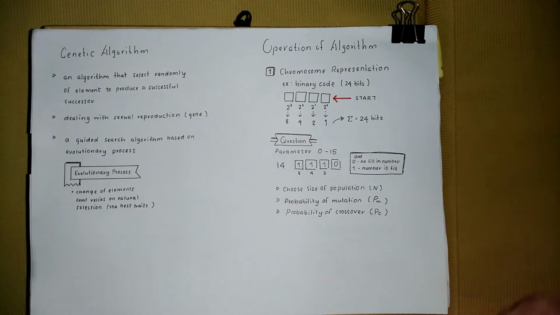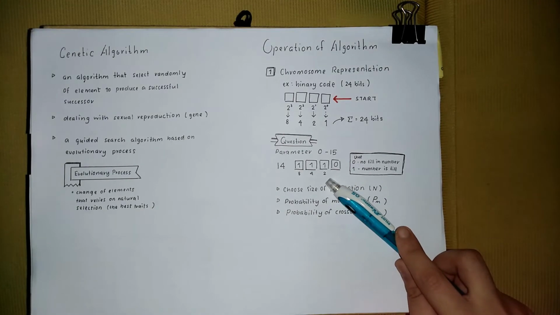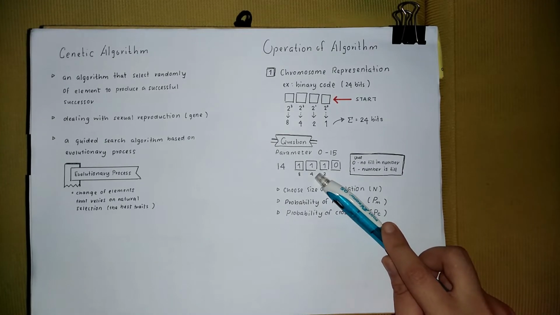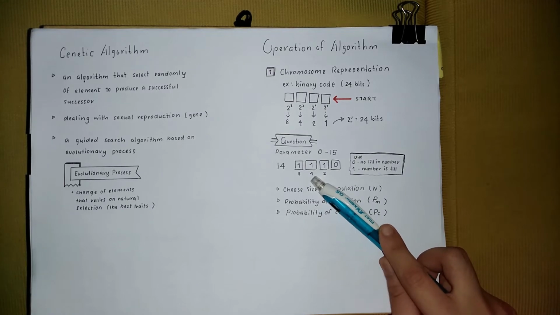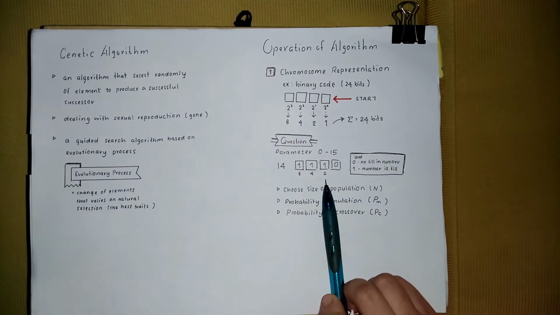Question. Refer to the notes that Dr. uploaded in the eLab. It shows that the question asks for a parameter of 0 to 15. So here, we only can put an integer between 0 and 15. Let's say I want a parameter of 14. I will put 0 at the first column. Second is 1, which will be 2. The third one is also 1, which will generate a 4. And lastly is 1 also, it will generate 8. So when you sum it up, it will become 14.